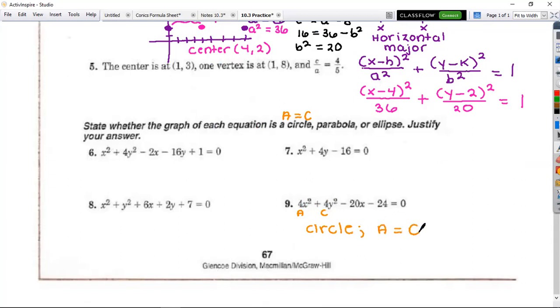Is there another circle? Yep, go over to number 8. That's a circle as well. So here's a, here's c. So this is another circle. Same reasoning applies. a equals c.